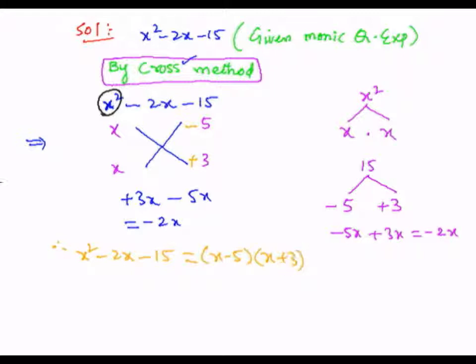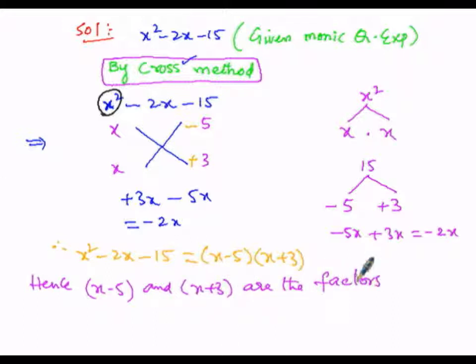Hence x minus 5 and x plus 3 are the factors of the monic quadratic expression, that is x square minus 2x minus 15.